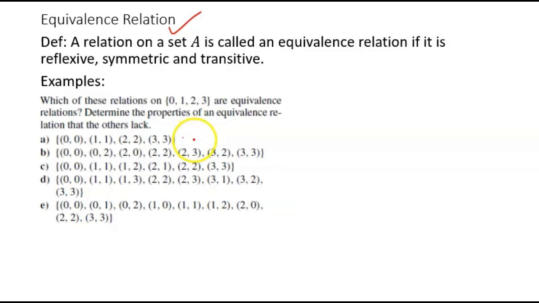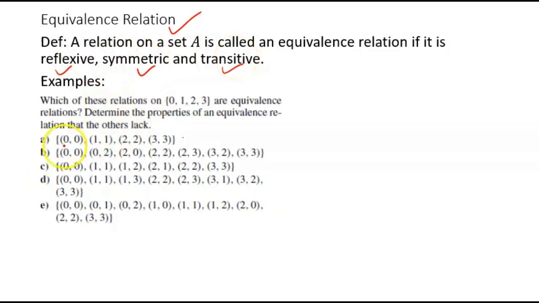Now, what is the definition of an equivalence relation? A relation on a set A is called an equivalence relation if it is reflexive, symmetric, and transitive. In case you do not know what reflexive, symmetric, and transitive relations are, I would suggest you watch the previous videos in this playlist. I hope the definition is clear: for a relation to be an equivalence relation, it should be reflexive, symmetric, and transitive.